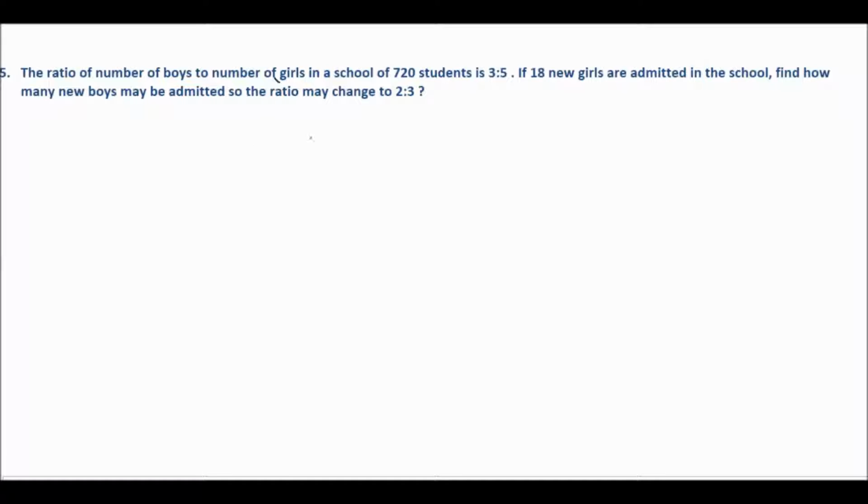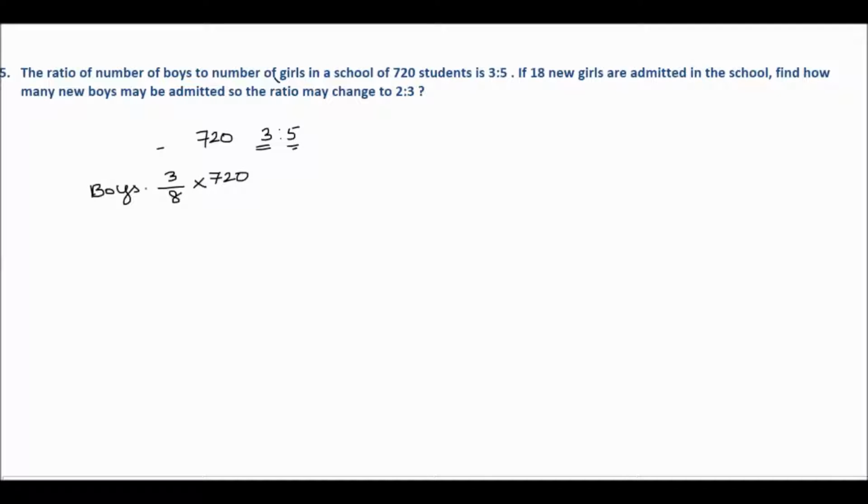In this question, they have given the ratio of the number of boys to the number of girls in a school of 720 students is 3:5. The total number of students is 720. The ratio of boys to girls is 3:5. The boys part is 3 and the girls part is 5. So that we can easily find the number of boys and number of girls. The number of boys is 3 by the sum of the ratios, 8, into 720.